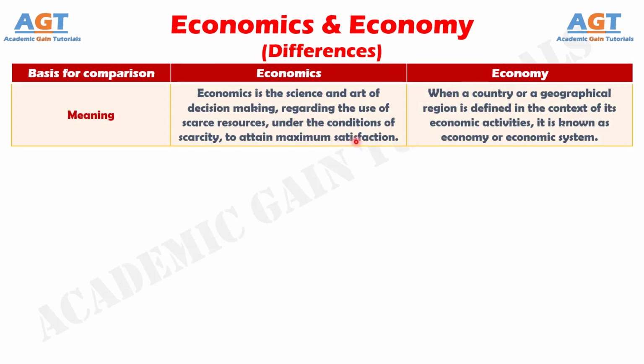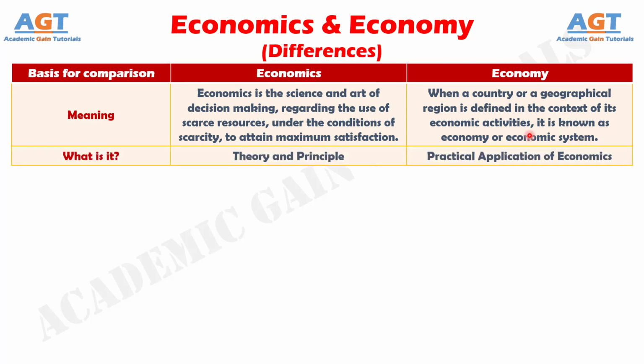Difference number 1. Economics can be defined as the social science which stresses on the behavior, interactions and decisions of economic agents regarding the satisfaction of their wants when the resources are limited. On the other hand, economy refers to an organized system, which encompasses production, distribution, consumption and exchange of goods and services and level of employment in a nation or region.